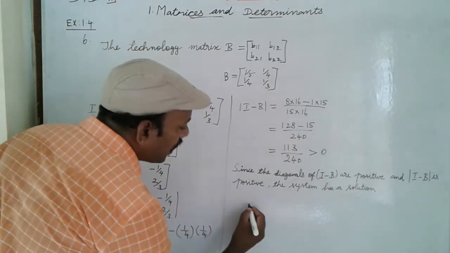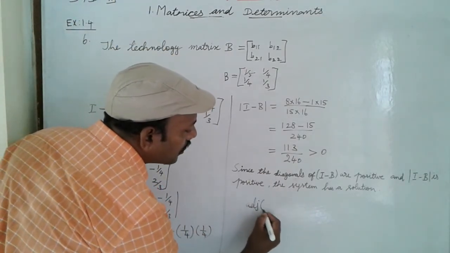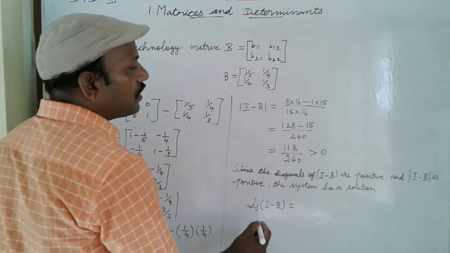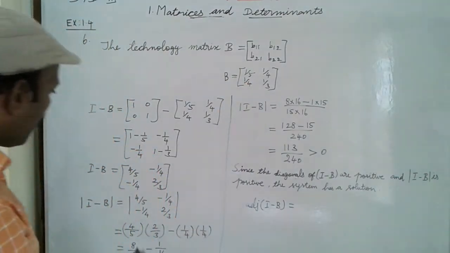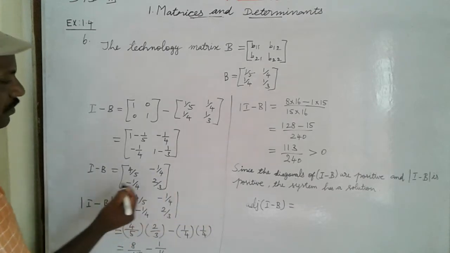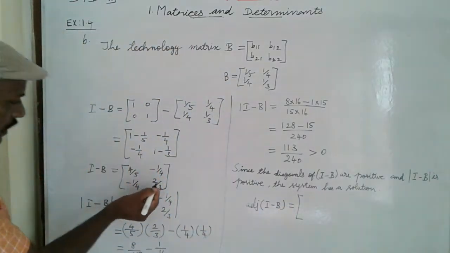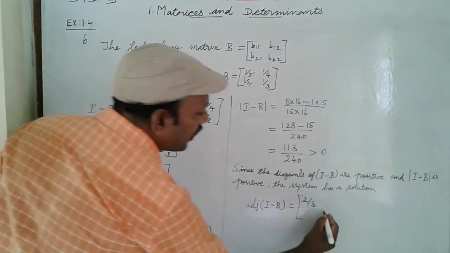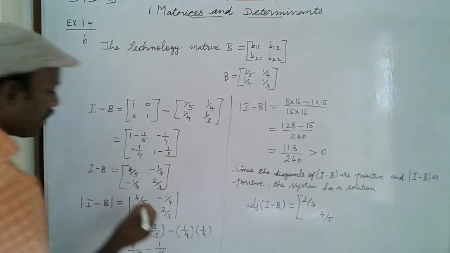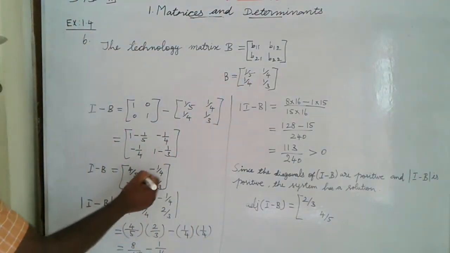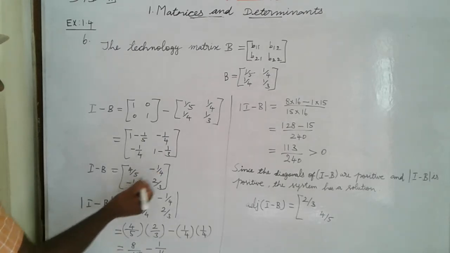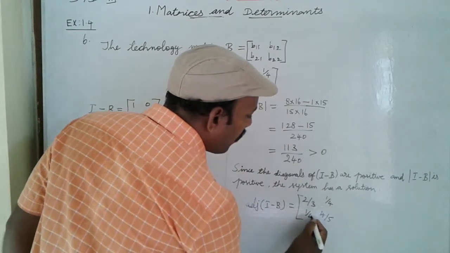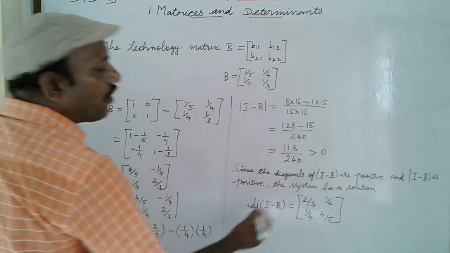So we should find the adjoint of I minus B. We take the I minus B matrix, interchange the main diagonal entries, 2 by 3 and 4 by 5, and change the sign of the other diagonal. Minus becomes plus, so we get 1 by 4 and 1 by 4. This is the adjoint of I minus B.